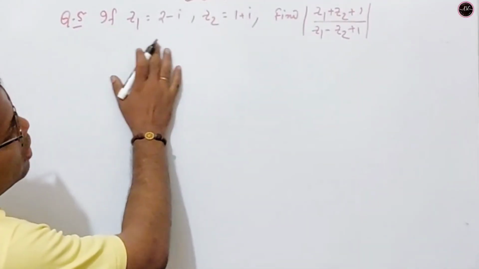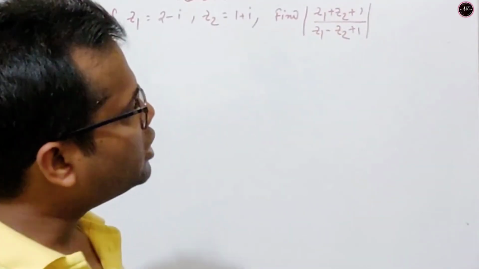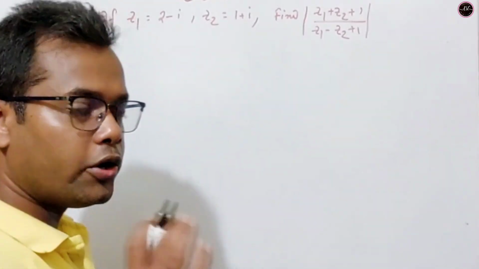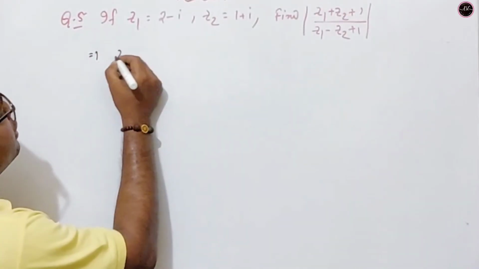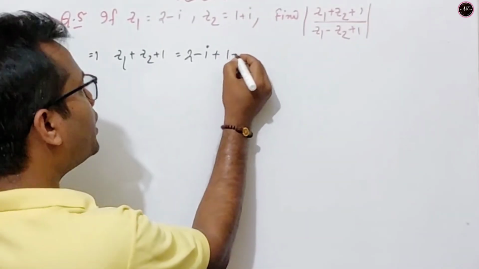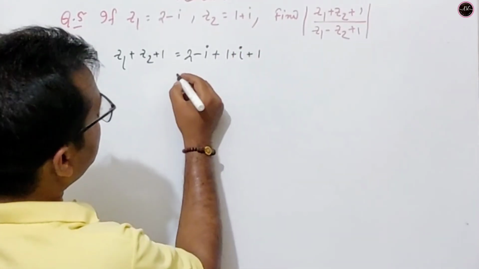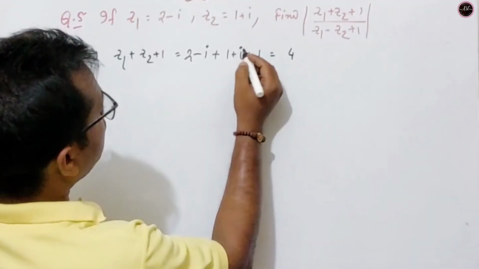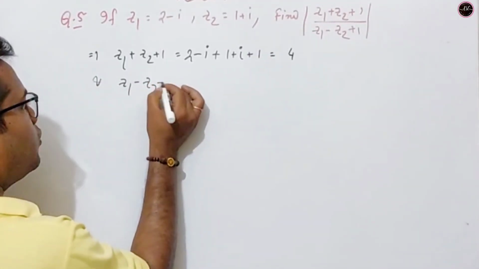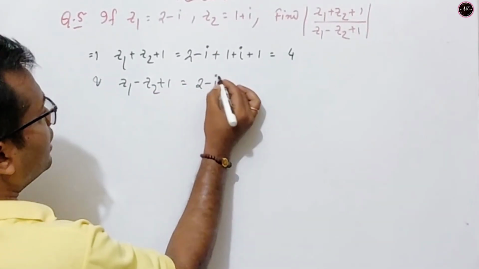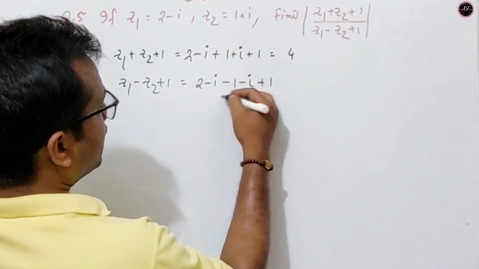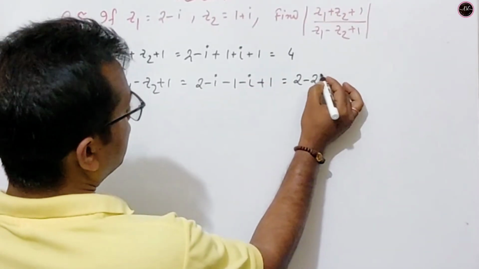Then look at this question. If Z1 is equal to 2 minus I, Z2 is equal to 1 plus I, find the mod of Z1 plus Z2 plus 1 divided by Z1 minus Z2 plus 1. Okay. So we first find Z1 plus Z2 plus 1, just putting the value: 2 minus I plus 1 plus I plus 1. That means this will be 4, and I will be cancelled. And Z1 minus Z2 plus 1 equal to Z1 means 2 minus I, minus Z2, 1 plus I, and plus 1. Plus 1 minus 1 will be cancelled, and here 2 minus 2I.